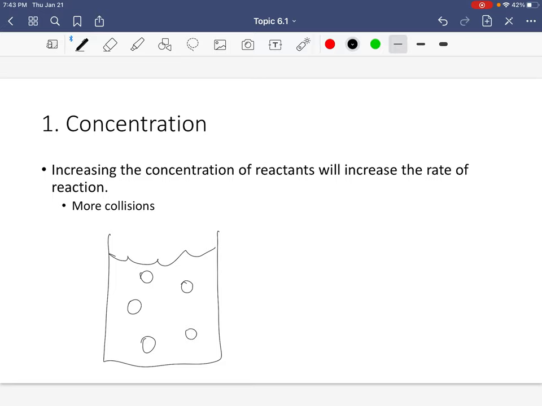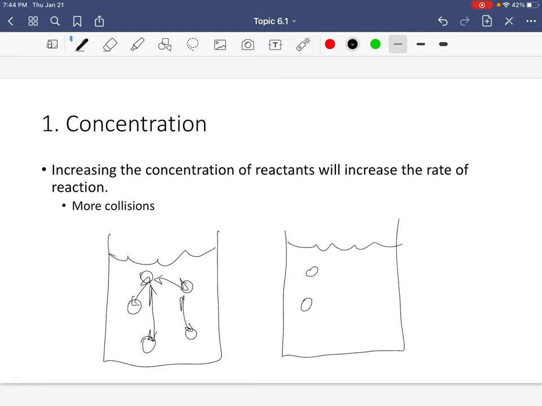Isn't it obvious that they're going to be hitting each other? There'll be collisions between these particles, right? Remember what we said earlier. The more collisions, the stronger the collision, the more right-oriented the collision, the more chances the reaction will occur, the faster the chances it will occur. Let's say we have a higher concentration. In higher concentration, what we meant by that is that there are more solutes. Check out how often these guys hit each other.